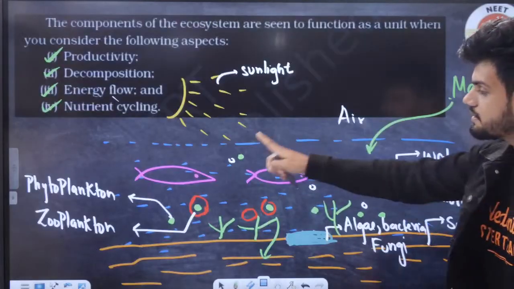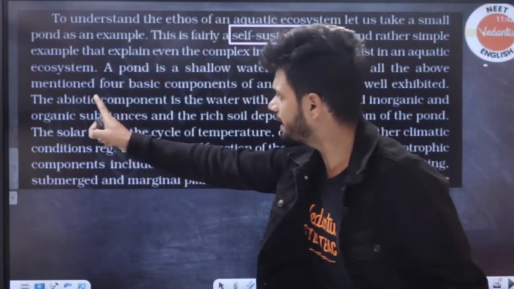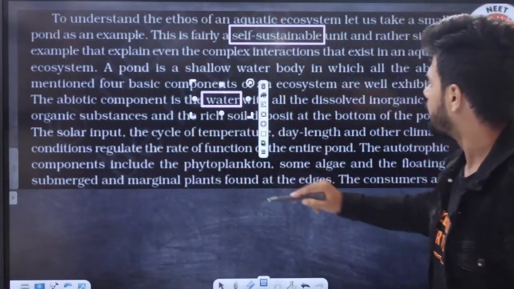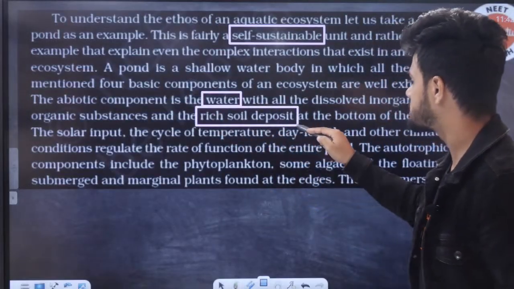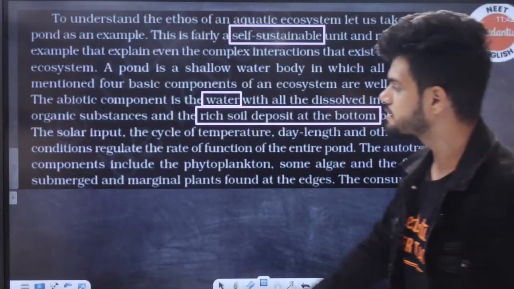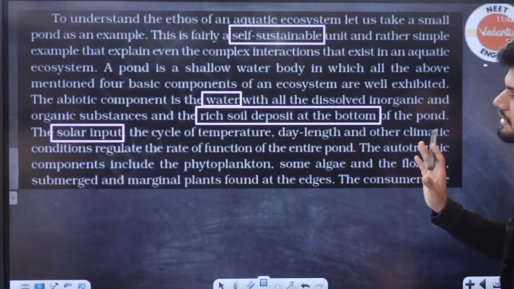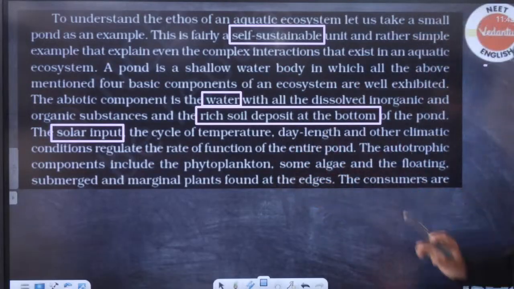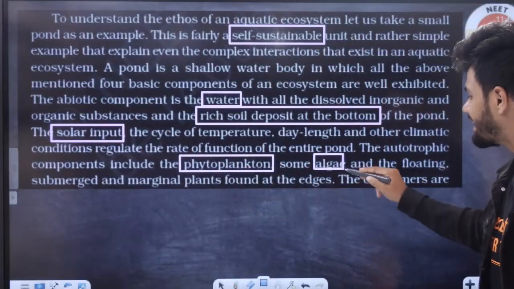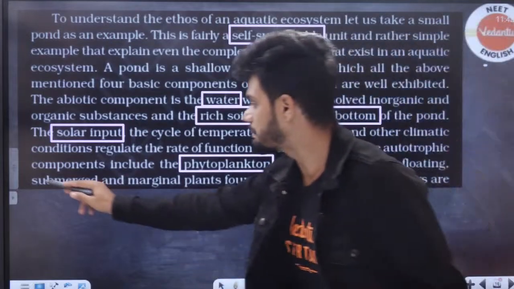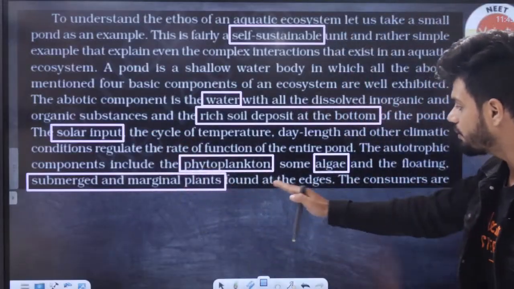In a pond, everything is well exhibited in a pond ecosystem. Abiotic components such as water, along with dissolved inorganic and organic substances, the rich soil deposits at the bottom of the pond, the solar input, the cyclic temperature, day length, and other climatic conditions regulate the rate of function of the entire pond. The autotrophic components include phytoplanktons and some algae and floating, submerged, and marginal plants. They are the producers, found at the edge.